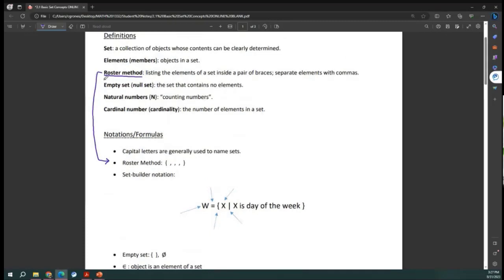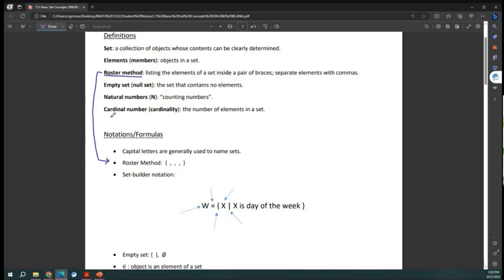The next definition is empty set, which is a set that contains no elements. And then as Dr. Gosman was talking about with the natural numbers, your natural numbers are your counting numbers, and he gave y'all some examples and some more information about those. And then the last definition is your cardinal number or cardinality, which is just the number of elements in a set. So these are the main things that we will go over in this first section.